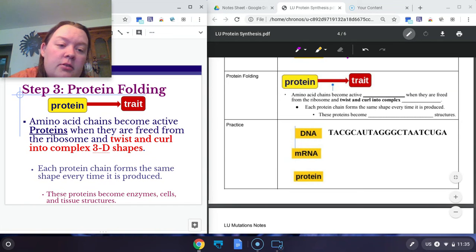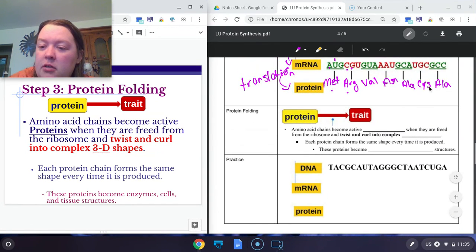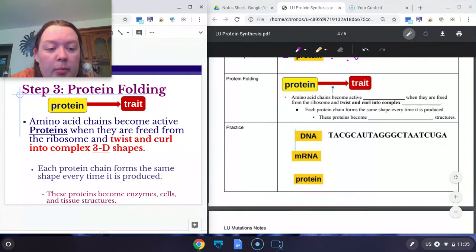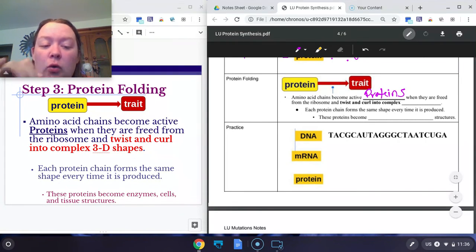All right, so now we're down to step 3, which is protein folding. So we made our protein. Here's our protein. The next step is for the protein to fold up. So amino acid chains will become active proteins only once they are freed and folded into their 3D shape. Proteins can't do their job until they're folded up into their 3D shape.